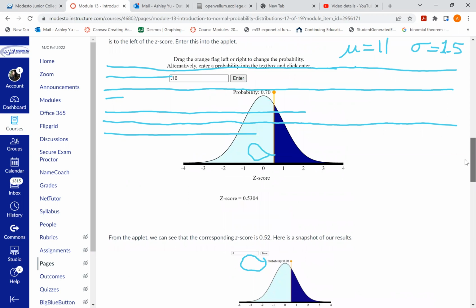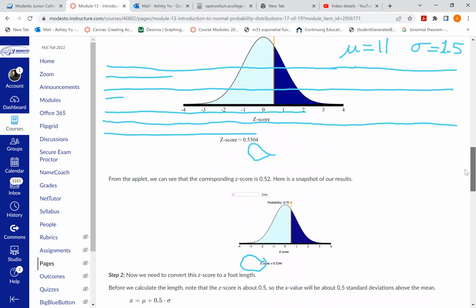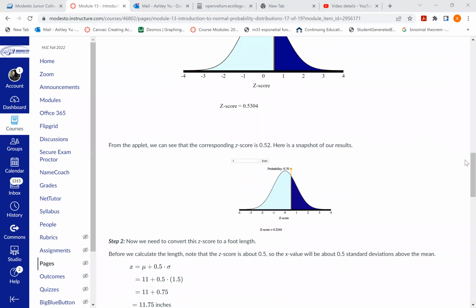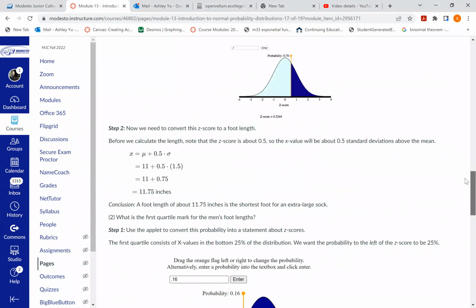Okay. Here's a snapshot of our results. Okay. Clear. That's a snapshot of our results. Okay.